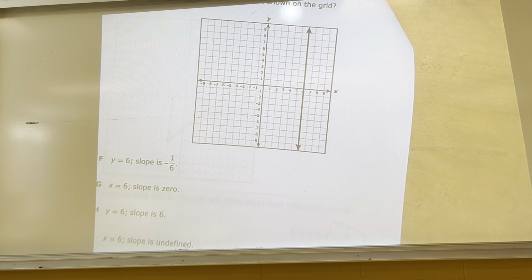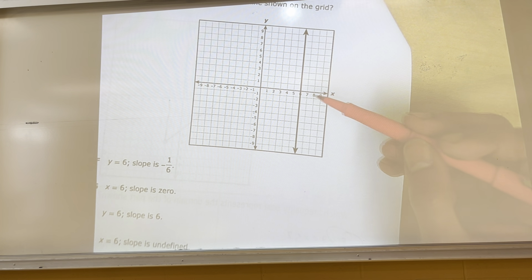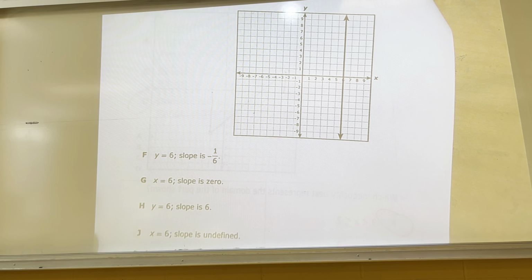15. What's the slope? It's a vertical line. Automatically, I already know my slope is a what? Undefined. It's not 0. Say goodbye. It's not that. That's ridiculous.